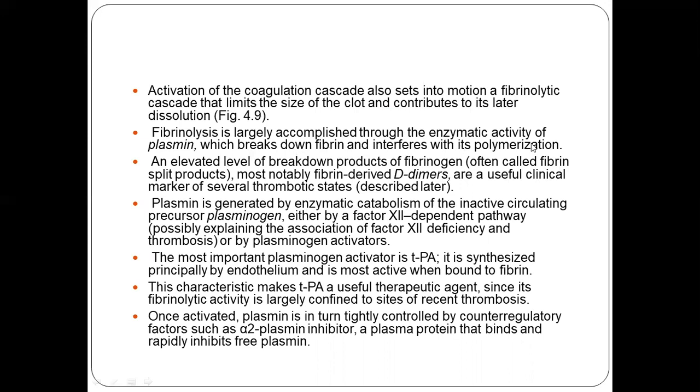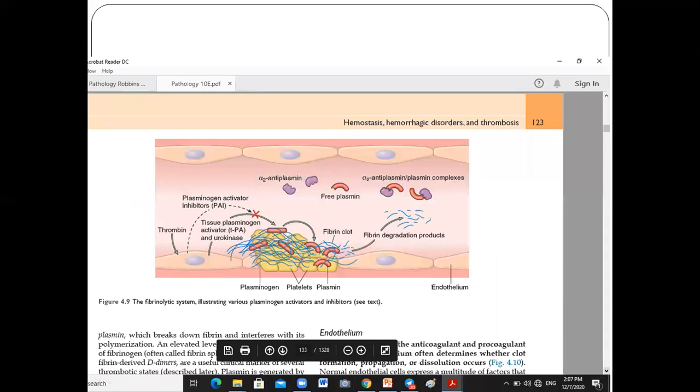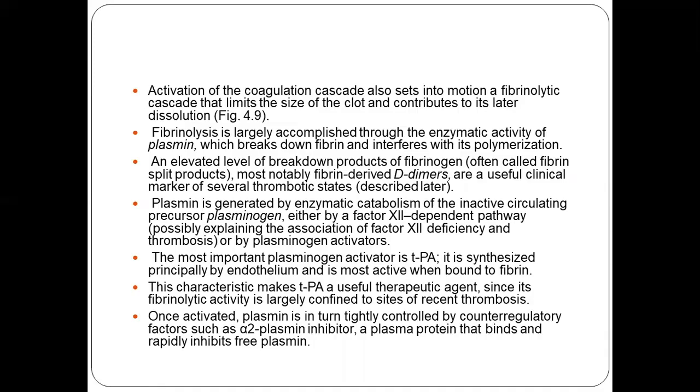You can see in the picture, it is clear. Plasmin helps in breakdown of fibrin and interferes with its polymerization. An elevated level of breakdown products of fibrinogen, often called fibrin split products, most notably fibrin-derived D-dimer, are a useful clinical marker of several thrombotic states. Plasmin is generated by enzymatic catabolism of the inactive circulating precursor plasminogen, either by the factor 12 dependent pathway or by plasminogen activator.